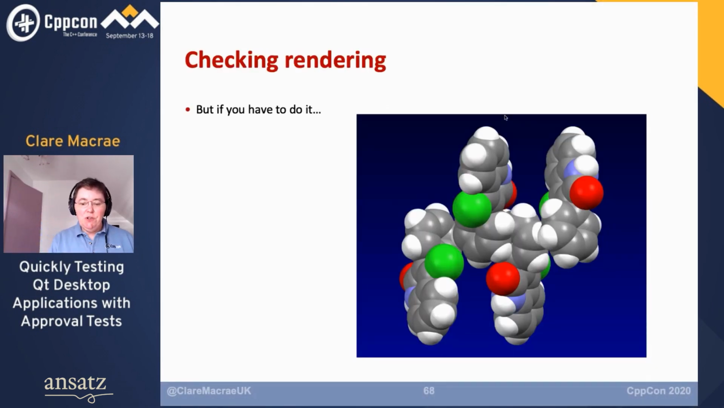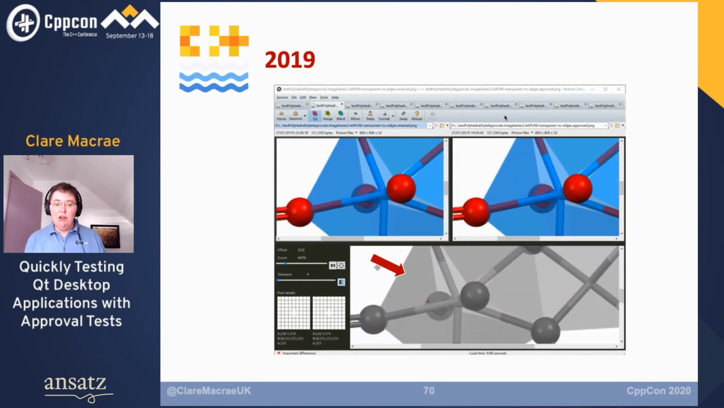I did use this sort of approach when I was working on some crystal structure visualization software. This is the sort of thing that the code was generating. And as I was adding a new capability, I was implementing iteratively, finding lots of corner cases. In my talk at C++ on C in 2019, I talked through in more detail how I was able to use approval tests with Qt code. And it was really, really helpful. It sped up development significantly.